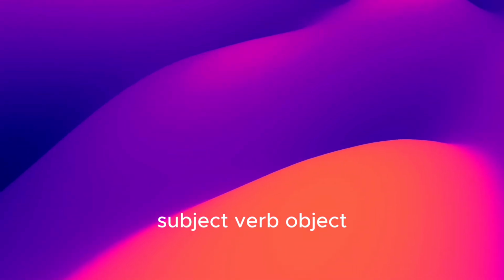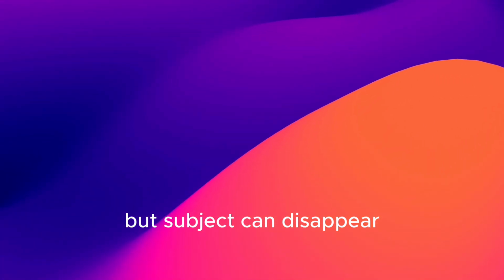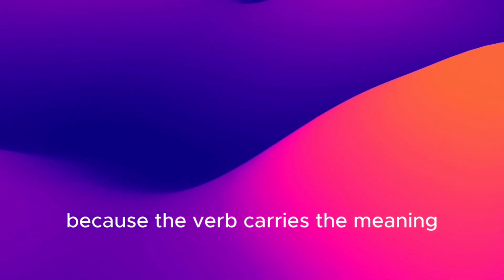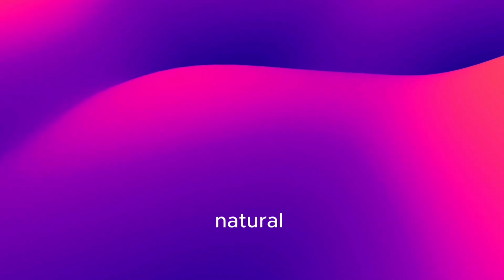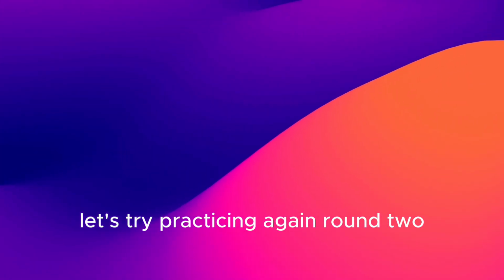Let's review again. Spanish structure is often subject, verb, object. But subject can disappear because the verb carries the meaning. This makes Spanish flexible, natural, and expressive. That was great. Let's try practicing again.